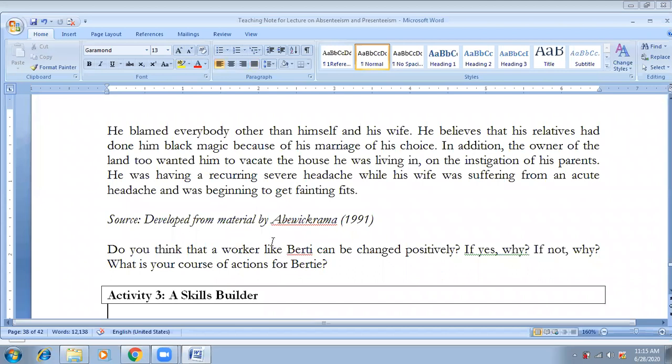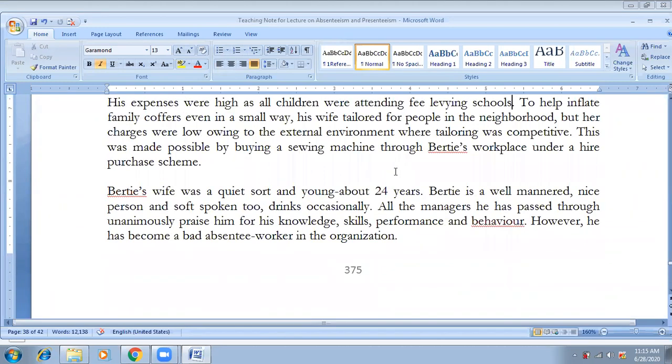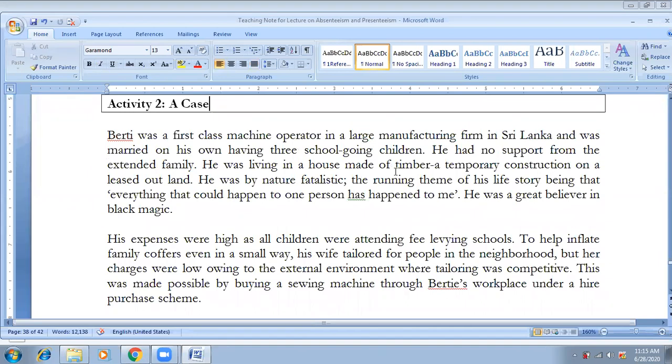So do you think that a worker like Bertie can be changed positively? Yes, of course. If yes, then why? Bertie is an excellent person. Well, there's no information about performance. First class machine operator, senior operator. By using this person, we can train junior people. Also, from a senior operator we can normally expect higher productivity, provided that the relevant motivation is there, the relevant opportunity is there.